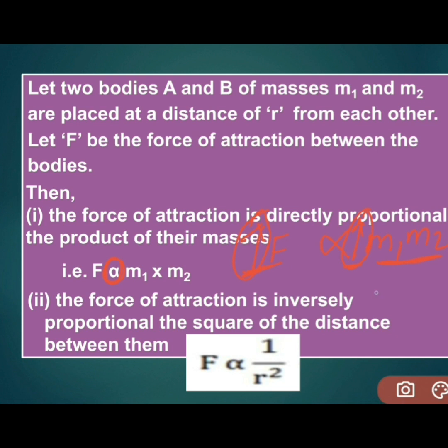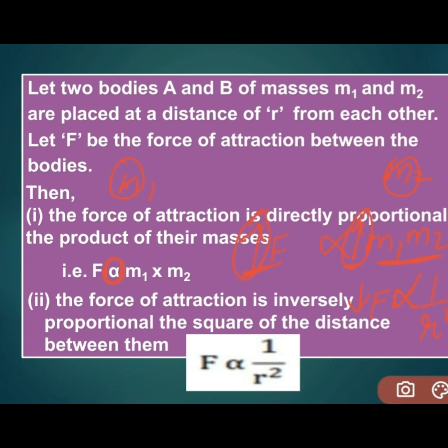Now what do I mean by inversely proportional, which Newton said, that force is inversely proportional to the square of the distance between them. By inversely proportional, I mean the more the distance between two objects, the less will be the force of attraction. That means inversely proportional means if the distance is more, then the force of attraction is less. This kind of relationship is called inversely proportional.